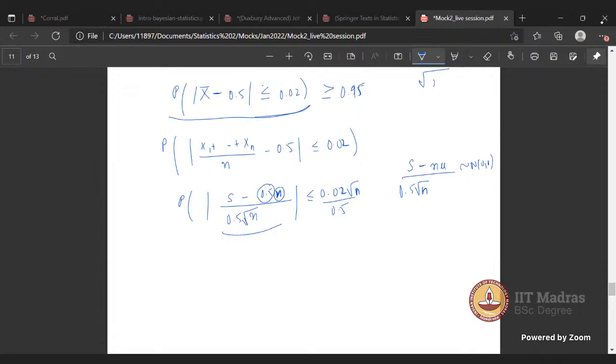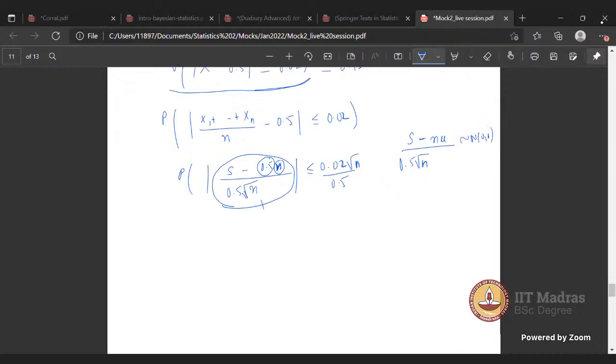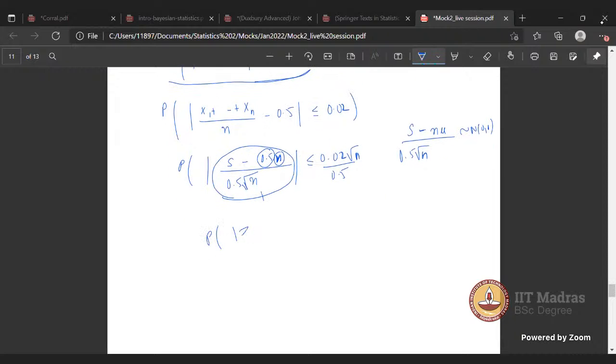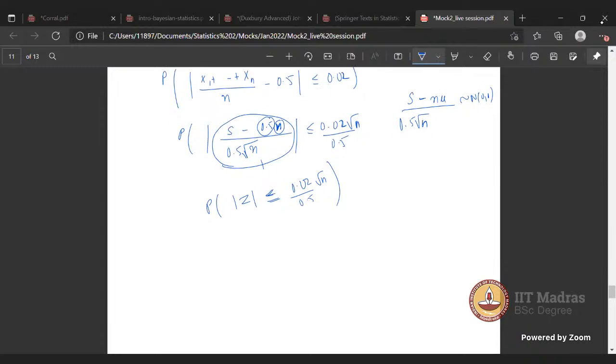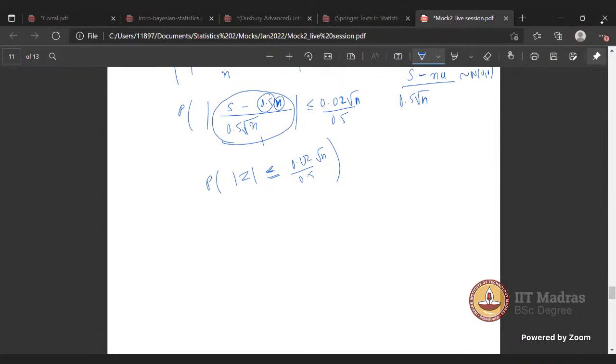If you do this, you can see this becomes your Z, right? So the probability of mod Z less than or equal to 0.02 divided by 0.5 root n is this. Now if I take the mod of Z, this becomes 2 times the probability that Z is less than or equal to 0.02 by 0.5 root n.